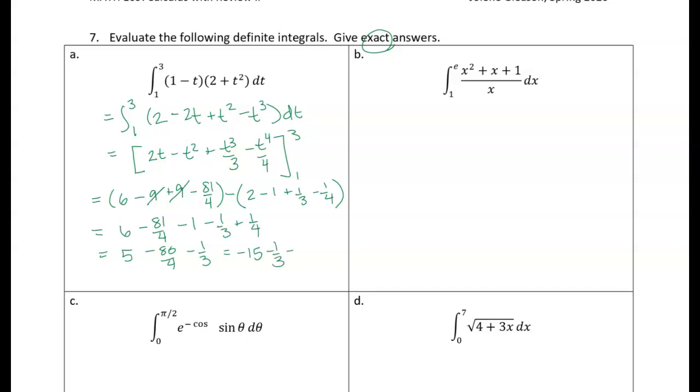So it's basically a negative 15 and 1/3, which I don't like mixed numbers. I'm actually going to cross that out. I don't like that. I'm going to write it as minus 46 over 3.